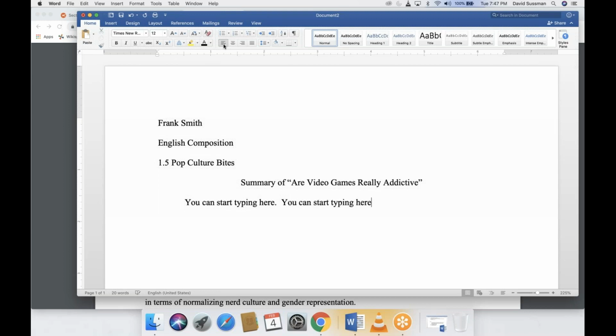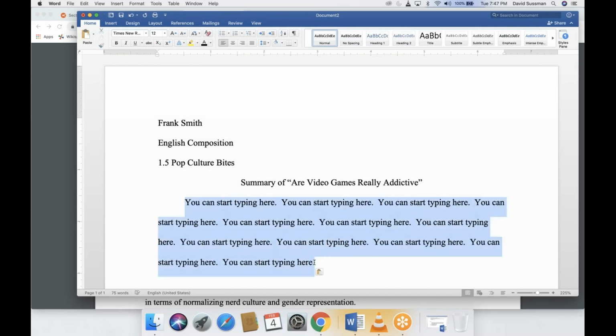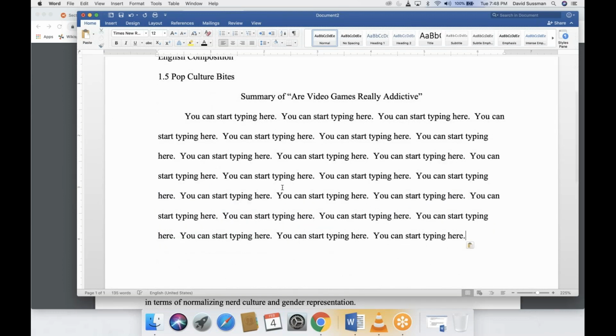Now I'm going to copy this so I can fill up a whole bunch of space. And then when it's about the length of a paragraph, oops. I don't know why it keeps doing that. Here, let me copy all this. Okay. Yeah, that looks like a paragraph. So I'm going to fill up a whole bunch of space.